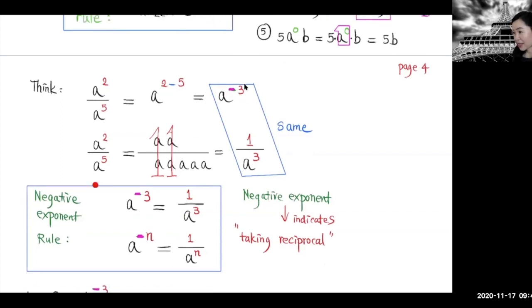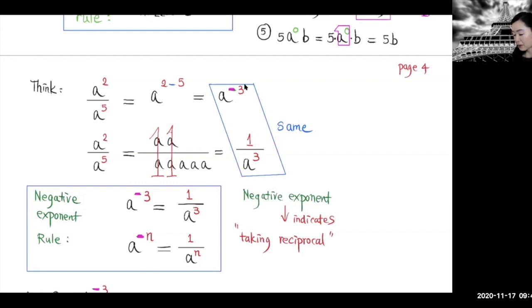Now I can also do it another way. I can write a squared as a times a, and a to the 5th as a times itself 5 times. Now these cancel out, leaving 3 factors of a in the denominator. Up here we have a 1, and down here we have a to the 3rd power. So it's 1 over a to the 3rd power. If I do it the first way, I get a to the -3rd power. If I do it this way, I get 1 over a to the 3rd power. So they are actually the same.